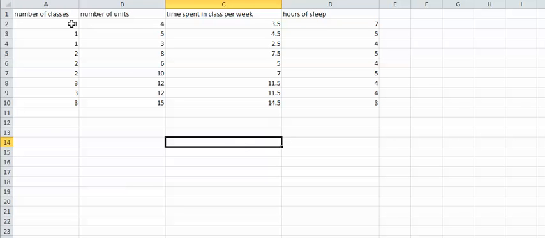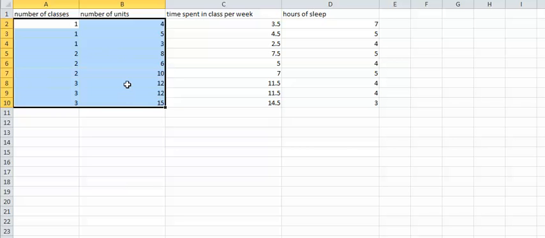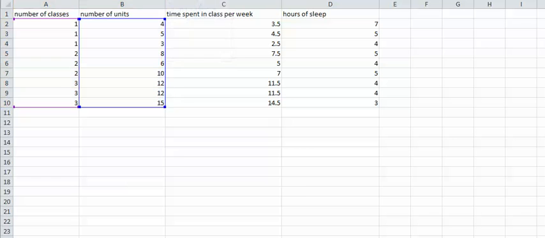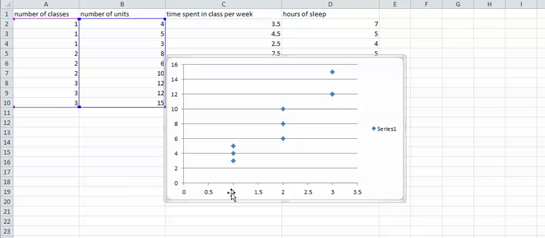Now we can also make scatter plots to look at the correlations. Let's look at the correlation between units and classes. We just highlight these, go to Insert, and go to Scatter right here. We can see that number of classes is down here, and number of units is on the y-axis. Here we have the 3 people who are taking 1 class. They're all above 1. This person has 3 units, this person is taking a 4-unit class, and this is the person with a 5-unit class. So it's 3, 4, and 5 units.